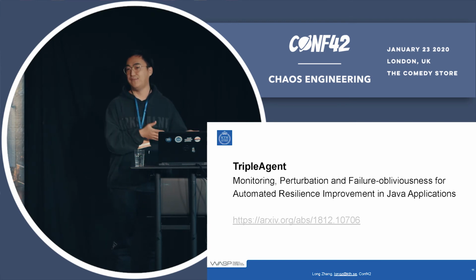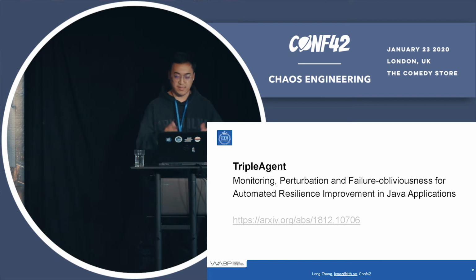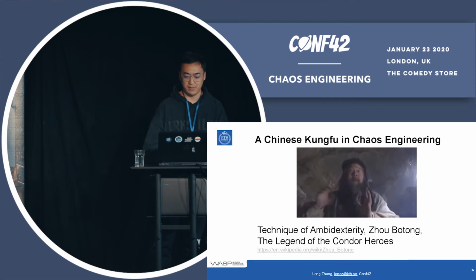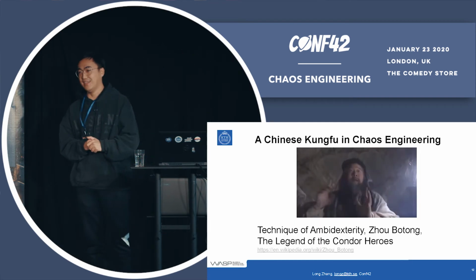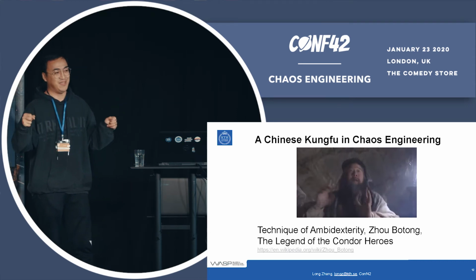But with the fault injection experiments, we could provide some suggestions, like, okay, you could handle these exceptions in another way, maybe it's better. And this information could be helpful for the developers. And since I come from China, I would like to share another Chinese Kungfu with you.